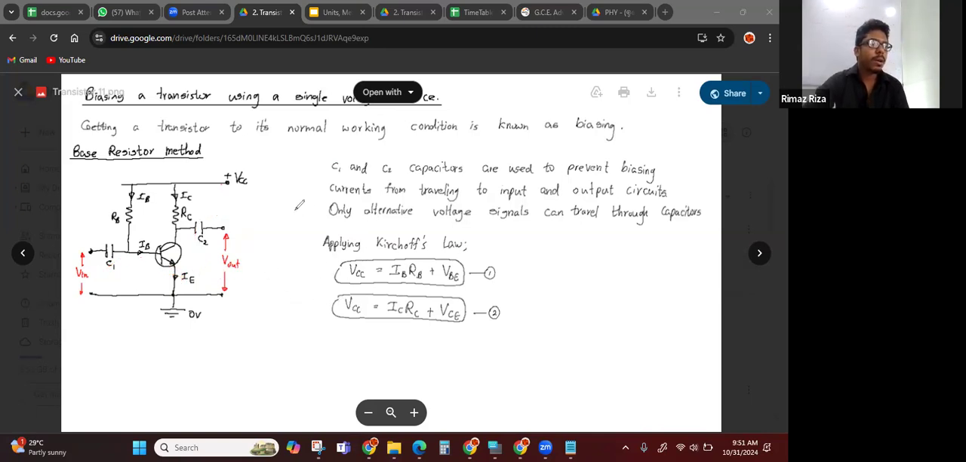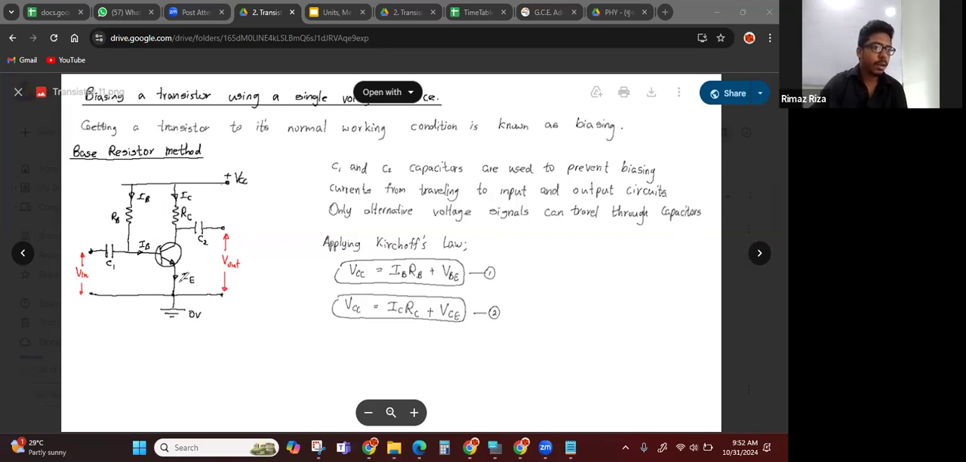Okay, right. So here C1 and C2 capacitors are used to prevent bias current from traveling to input and output circuits. So only alternating voltage signals can travel through capacitors. So we don't need any currents to pass through, only the voltage varies accordingly. So for that only we have used capacitors. The circuit is totally fine if you don't use the capacitors.